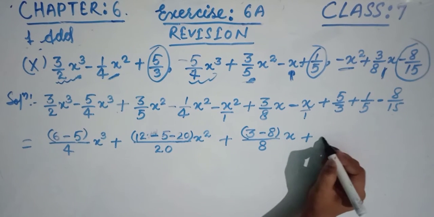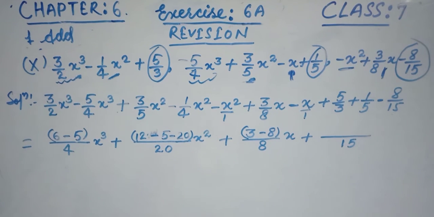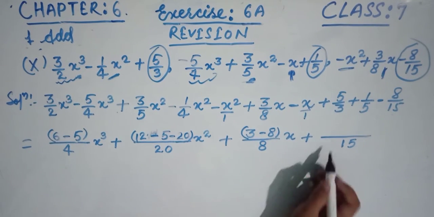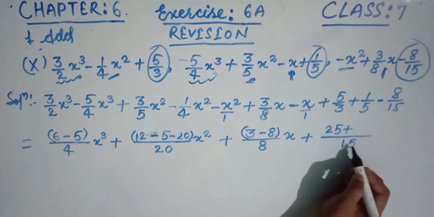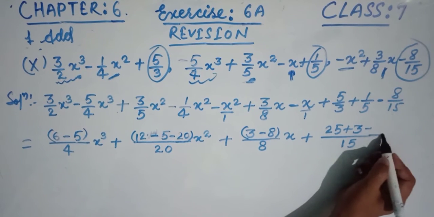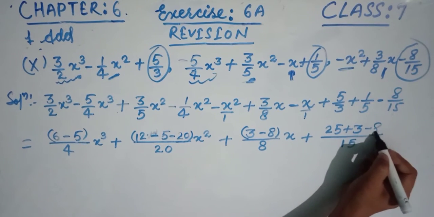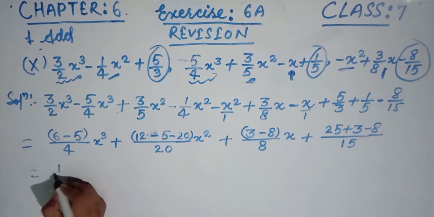So plus. Now take the LCM of 3, 5 and 15. 15 is the LCM, friends. Divide this 15 by 3, 5, multiply by 5, 25. Write the plus sign and this 15 is divided by 5, 3, 3 multiply 1, 3. Minus this 15 divided by 1, 1, multiply by 8, 8. Now solve, friends. 6 minus 1, 5, 1 by 4.